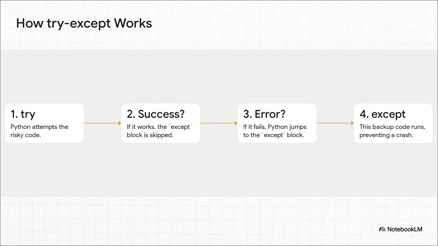The logic here is just so simple and so powerful. First, you tell Python, hey, I want you to try this piece of code. It might be a little risky. If it works out, great. The program just skips the next part and moves on. But if an error pops up, the program doesn't crash. Instead, it immediately jumps down to your backup plan, the except block, and runs that code instead.